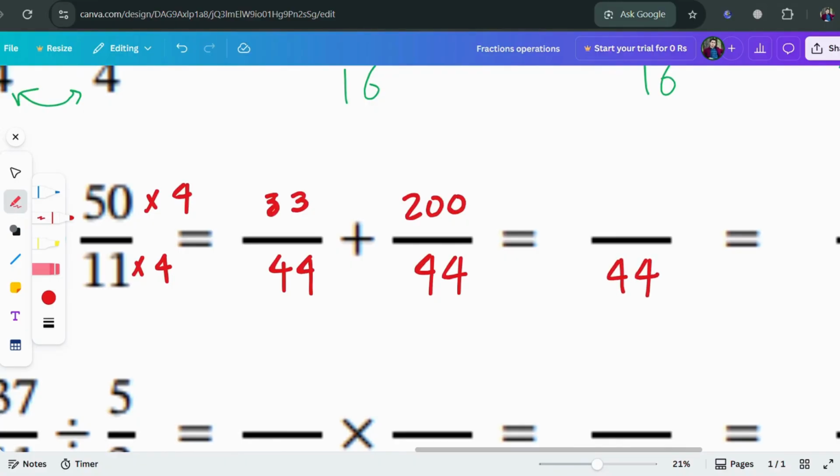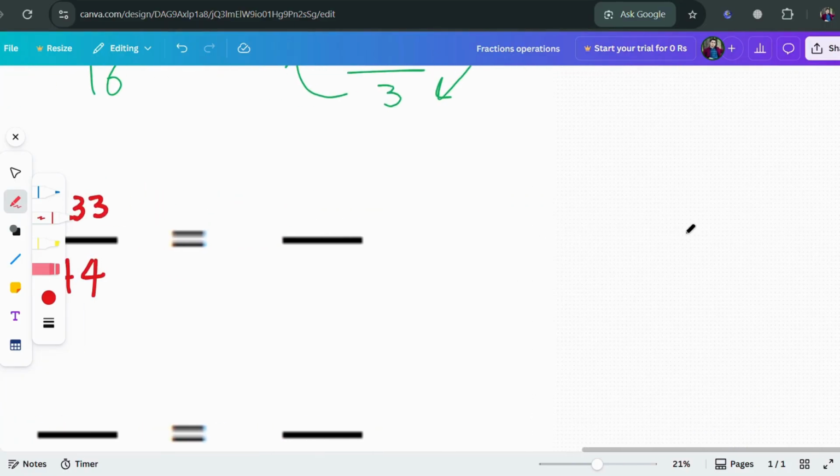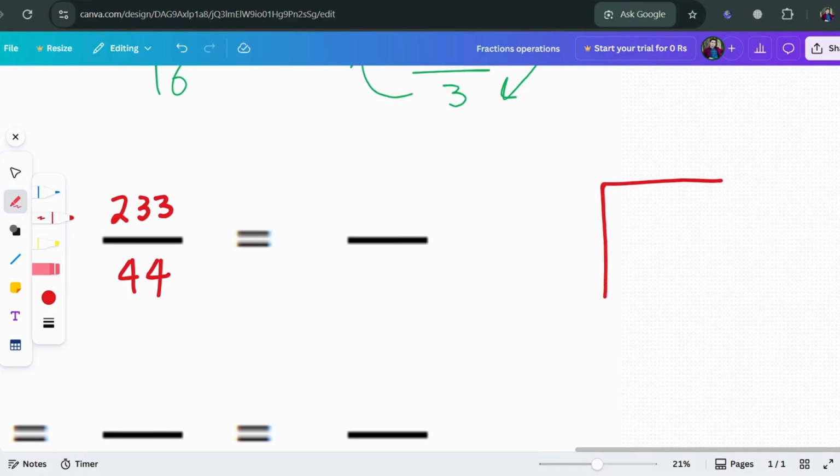I will just add them together. That's like 233 over here. And then if I need to convert it, I'm going to just convert it real quick into a mixed number. So 233 inside and 44, I'm going to write it down outside.